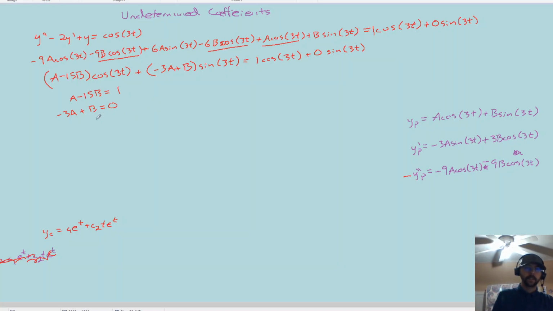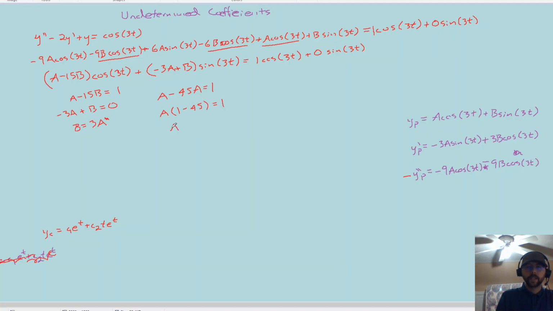And let's solve for b. b equals 3a. I just moved the 3a over here. Now we can plug this b value into the first one. So we have a, and this is going to be negative 15 times 3, which is negative 45. We can factor out the a, so a times (1 minus 45) equals 1.